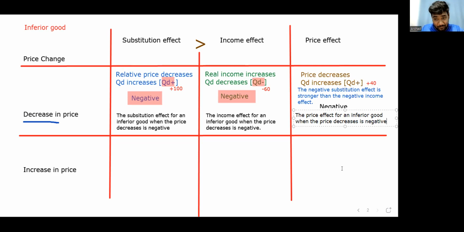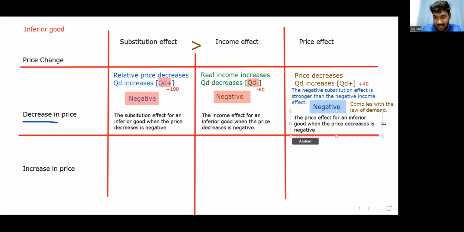Can you all tell me what I taught you earlier? If this price effect is negative, is it complying with the law of demand or is it not complying with the law? Price effect is negative. Does it comply or not comply? It complies, right? So it complies with the law of demand. That is the point there.